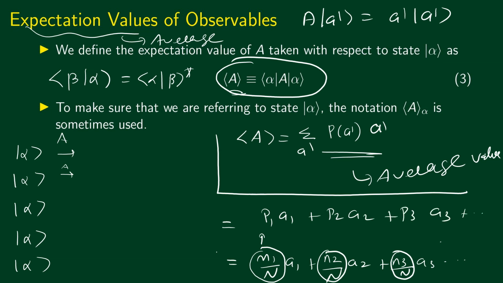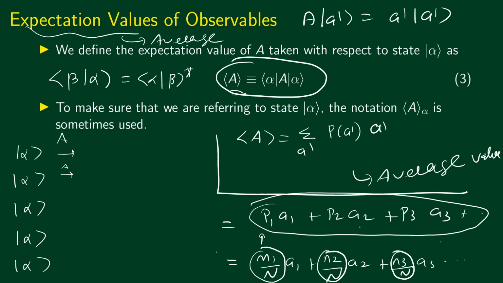So what is this? This is the weighted sum of all the results. What do I weight with? I weight it with the fraction of times I got this particular result, and this is exactly what I call the probability. So I started with the expression for average value, and I see that we can write it in terms of the weighted sum of the results. That's exactly what we have here. This is why we say that by expectation value we mean actually average value.